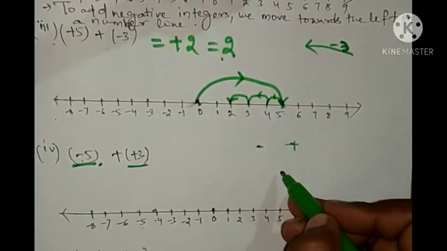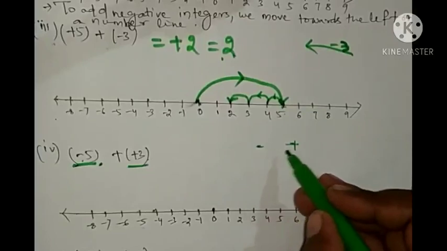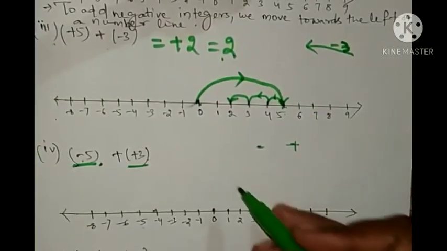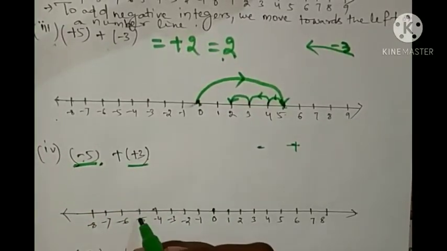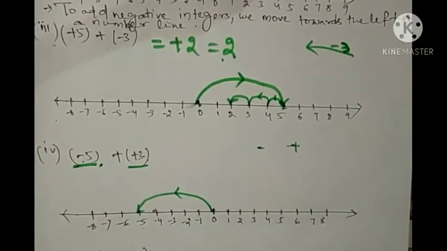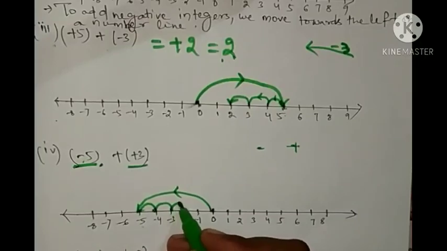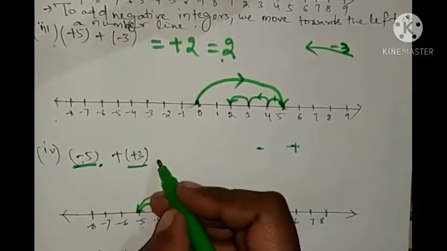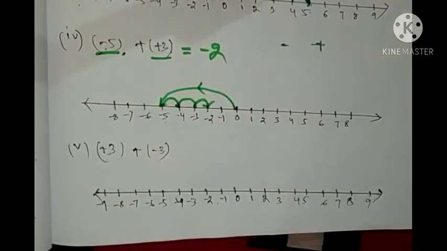Minus means go to the left side of 0, and plus means go to the right side of 0. Look here, from 0, minus 5 is here, so go directly to minus 5. Next, plus 3 means you go to the right side: 1, 2, 3. So what is the answer? The answer is minus 2. It is so easy to get this answer with a number line.